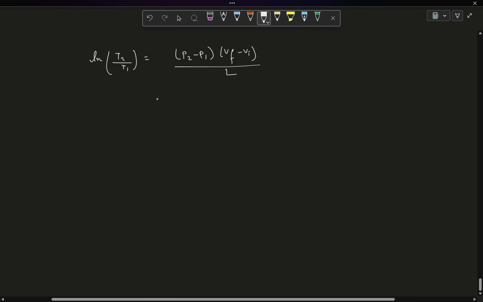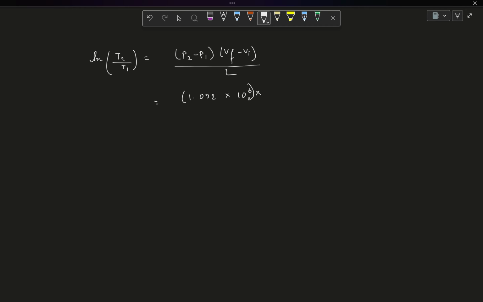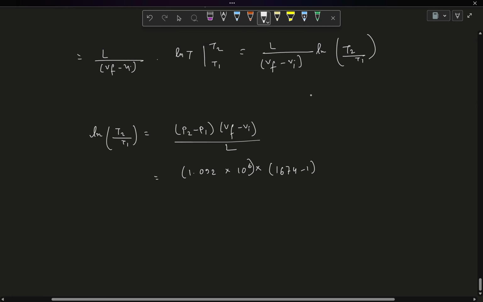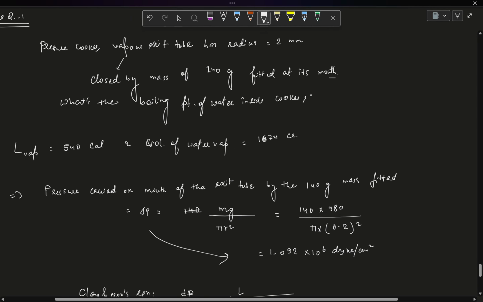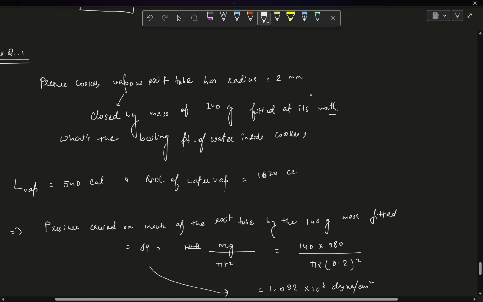P2 minus P1 we just calculated from the pressure caused by the 140 ton mass, which is 1.092 into 10 to the power 6 dyne per centimeter square, into V2 minus V1, which is simply 1674 minus 1. Why? Because 1674 is the specific volume of the water vapor. So for the vapor phase this is 1674, and for the initial stage, water, we take it as 1 cc.